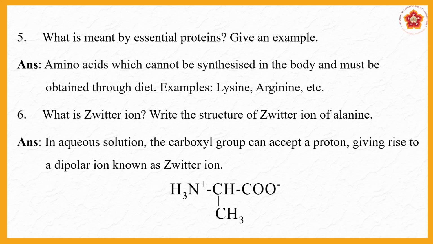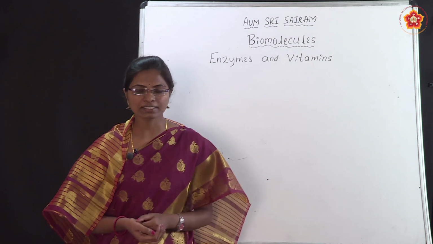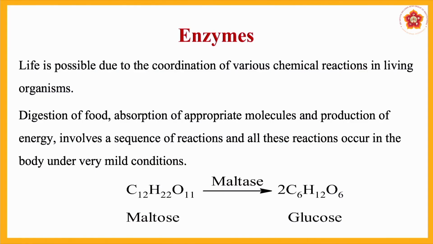Now in this class we will discuss enzymes and vitamins. What is meant by an enzyme? Life is possible due to the coordination of various chemical reactions in living organisms. Digestion of food, absorption of appropriate molecules and production of energy involve a sequence of reactions, and all these reactions occur in the body under very mild conditions.